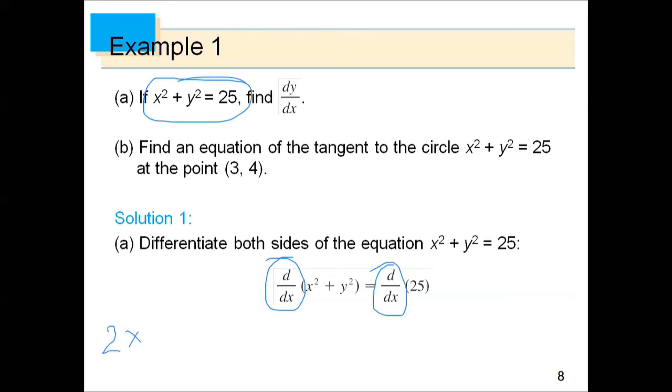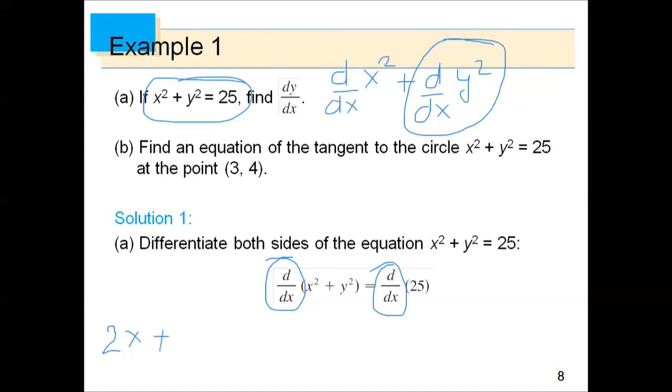Now, please make sure when you read this, let me write it down here. The left side is d/dx of x squared plus d/dx of y squared. Now, according to the chain rule, can you tell me what is the derivative of y squared? Anyone, just make a wild guess. Do not say it is 0 because it is not 0. Y is a function of x. 2y. Okay, you say 2y.